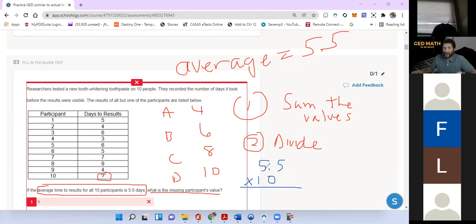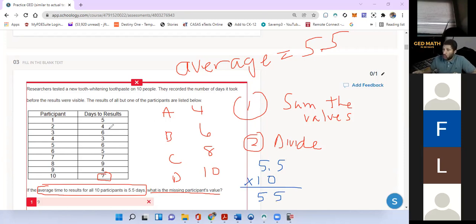So again, this is one of the questions that they've been having on the GED exam. The missing value. So we go backwards. Instead of adding them up and dividing, we're doing the opposite. The opposite of division is multiplication. So 5.5 times 10 is 55. Does everybody understand that? What's the opposite of addition?